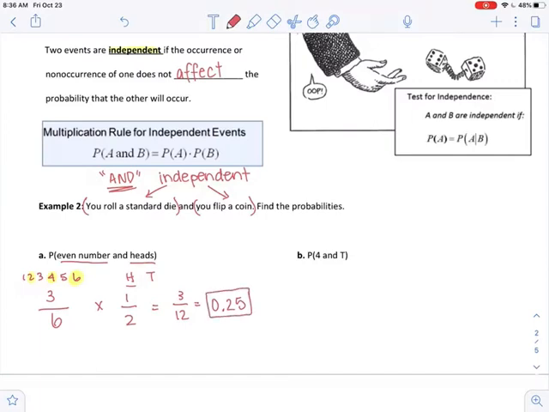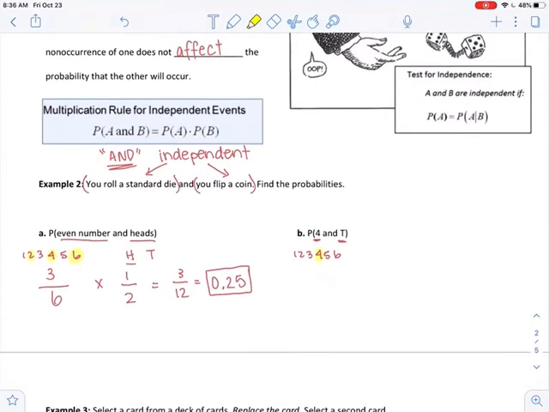Next, we're going to find the probability of rolling a 4 and then getting tails. So again, there are 6 sides on the die, 1, 2, 3, 4, 5, 6. And there's only 1 four. So that means it's going to be 1 out of 6. And then if we're flipping a coin, heads and tails, there's only 1 option of getting tails. So that's 1 out of 2. We multiply 1 out of 6 times 1 out of 2, and we get 1 out of 12, which is about 0.083.